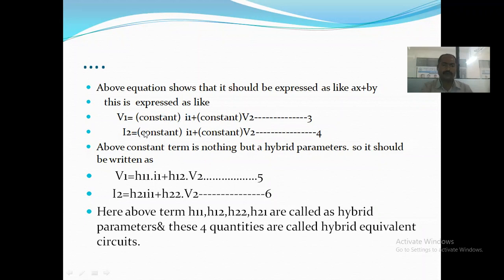So I2 is equal to a constant times I1. That constant is for the output, because the I2 term is related to the output. That's why H2 has to be used, and the current flowing through it is I1, so it is H21 I1, plus a constant times V2. Whatever term is with respect to the secondary, that is the output, it is H2, and the voltage is V2. That's why H22. So I2 equals H21 I1 plus H22 V2.